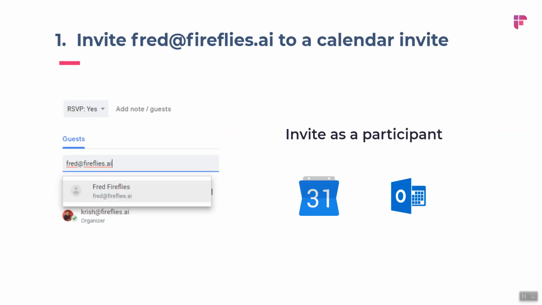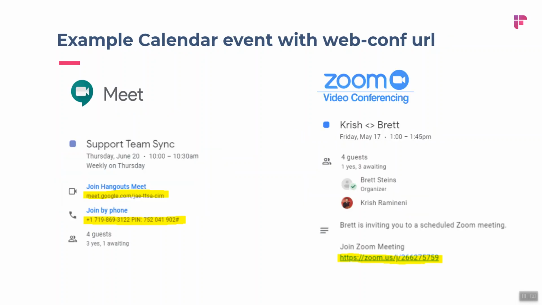So how do you actually invite Fireflies to your meetings? One is you can invite our AI assistant, Fred, at fireflies.ai to your calendar invite, just like how you would invite one of your teammates to a meeting. We support Outlook and Google Calendar. That's actually how you sign up for Fireflies. On the calendar invite, there needs to be a web conferencing URL somewhere in the body, for Google Meet or for Zoom, for example. This helps Fireflies know which meeting to join on time.